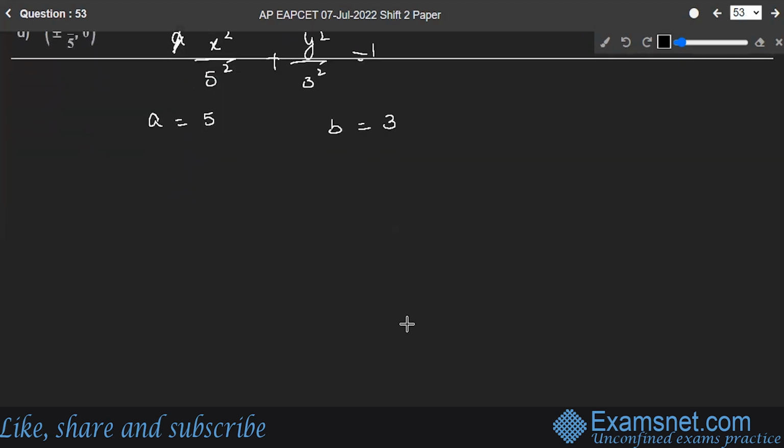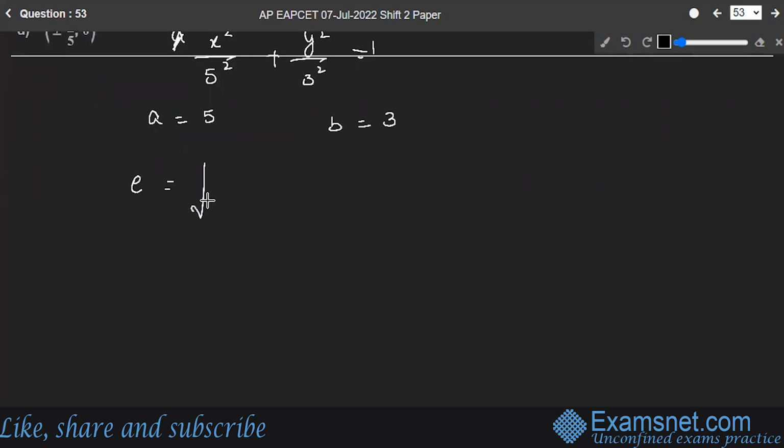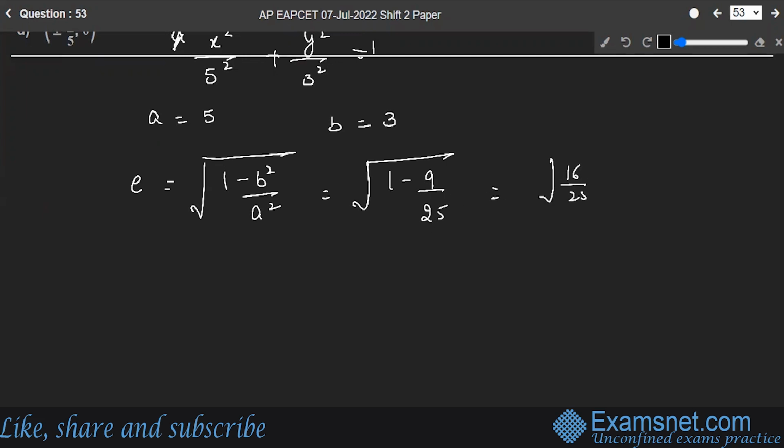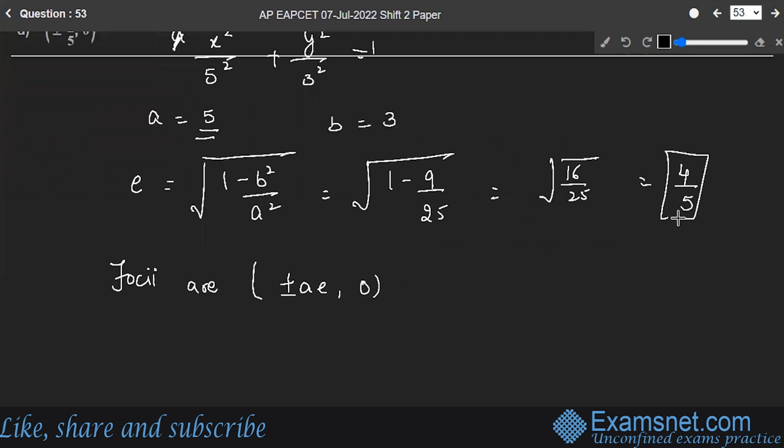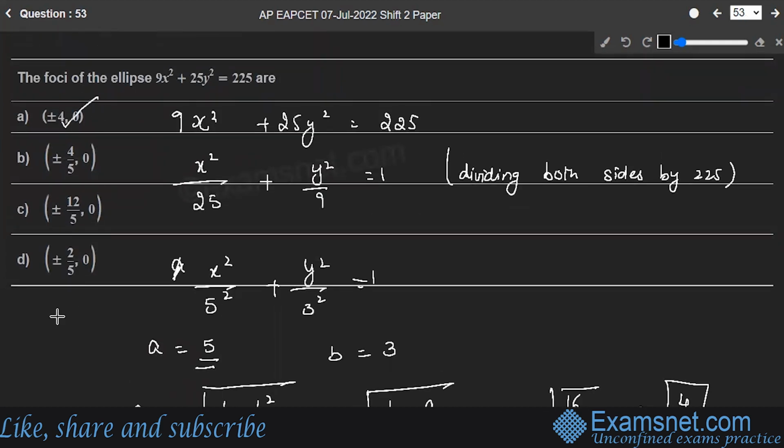So from here you can say a is equal to 5, b is equal to 3. So you have to find out the foci of the ellipse. e can be written as √(1 - b²/a²). b² is 9, a² is 25. So you will have √(16/25), which is equal to 4/5. This is the eccentricity. Now the foci are (±ae, 0). What is the value of a? It was 5 and e was 4/5. From here, ae can be written as 4. So this can be written as (±4, 0). This is the foci. Option A is the correct answer to this question. Hope you are clear with this.